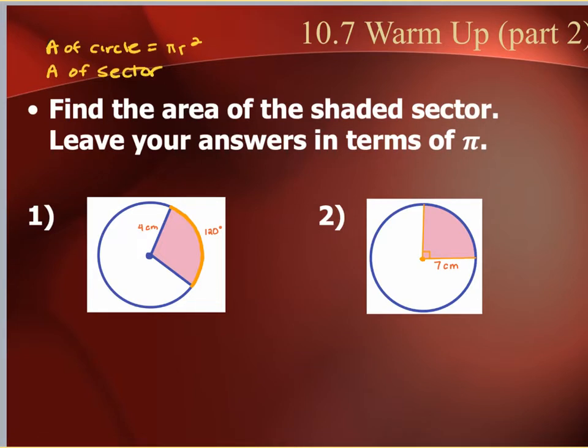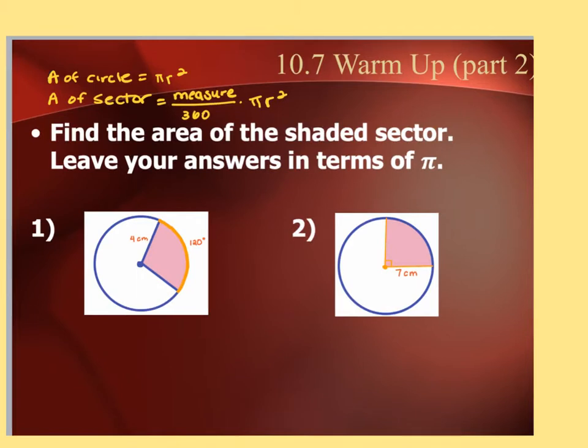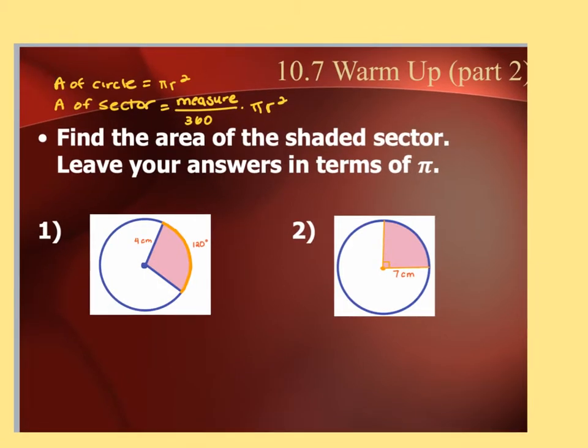which is the measure of the arc over 360 times pi r squared. And so questions we got looked like this. It says find the area of the shaded sector. Leave your answer in terms of pi.